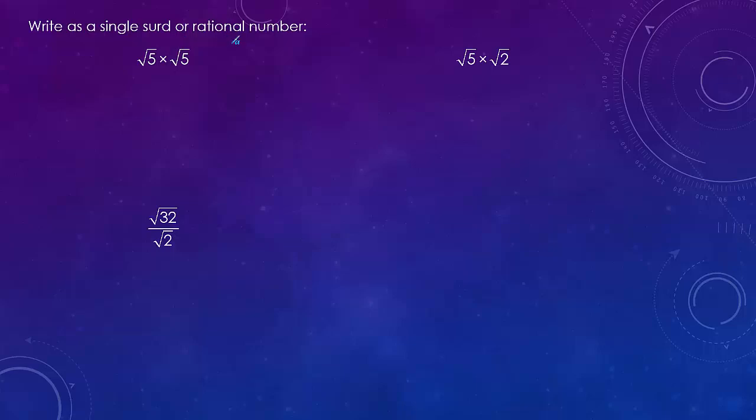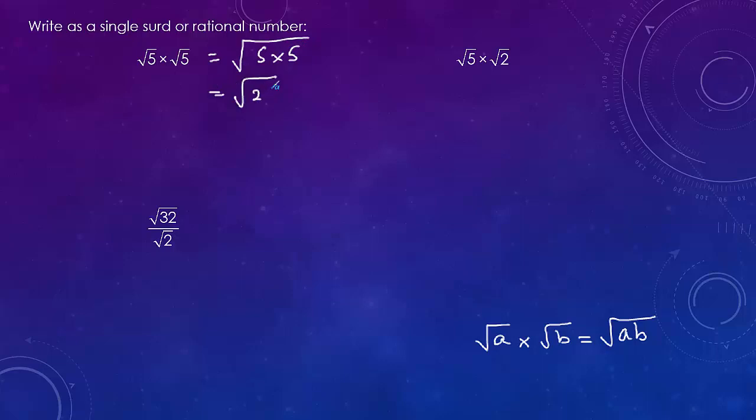Write as a single surd or rational number. Now the first one we have here is root 5 times root 5. Now we just discussed that root a multiplied by root b is equal to the root of a multiplied by b. So this would be the square root of 5 multiplied by 5, which is the square root of 25, which is 5. Now we should have got this without the intermediate steps, because the very definition of the square root of 5 is that when you multiply it by itself, you get 5.